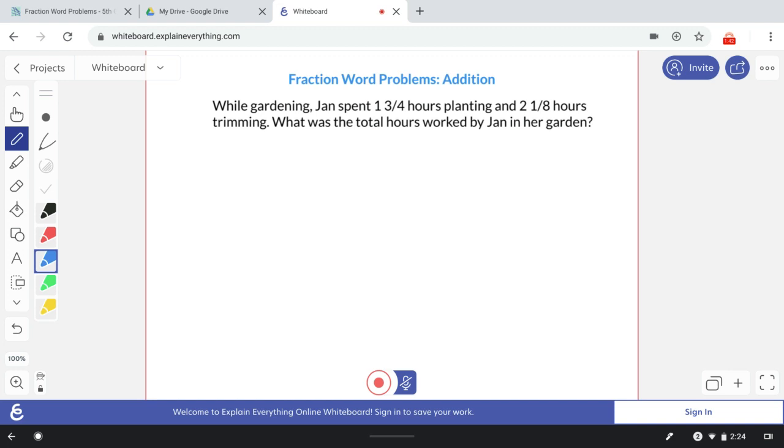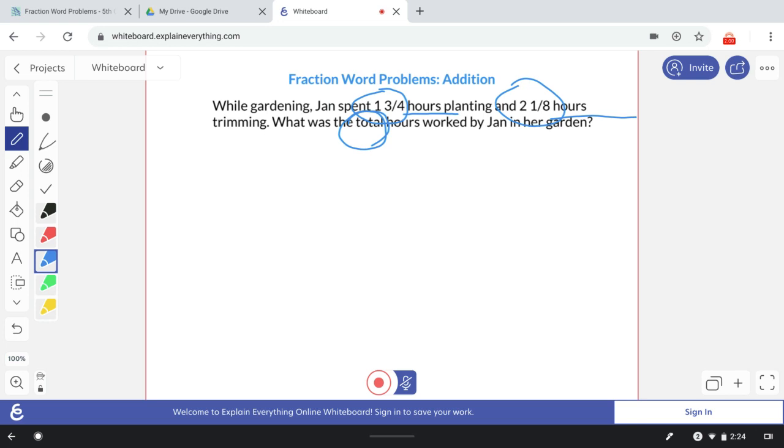This problem begins like this. While gardening, Jan spent 1 3/4 hours planting and 2 1/8 hours trimming. What was the total hours worked by Jan in her garden?